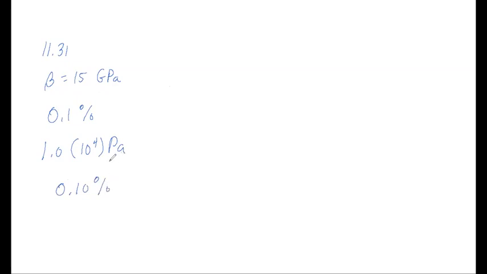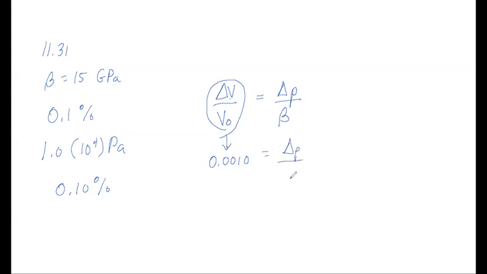Okay, does it seem that bone compression is a problem she needs to be concerned about when diving? So our equation is the change in volume divided by V naught, the original volume, is going to be equal to the change in pressure divided by the bulk modulus. Okay, and we know this right here is 0.1%, so divided by 100 is 0.0010. That's that value. Equals delta P over the bulk modulus.